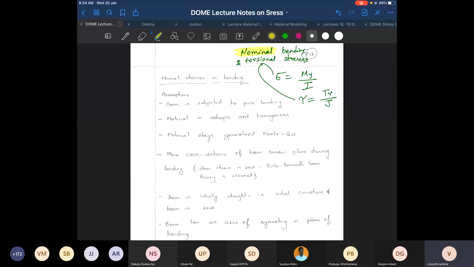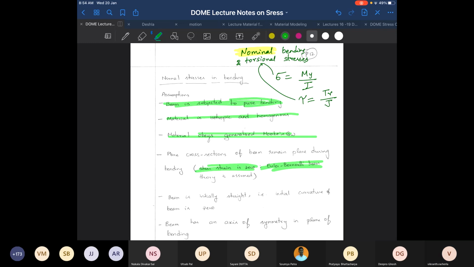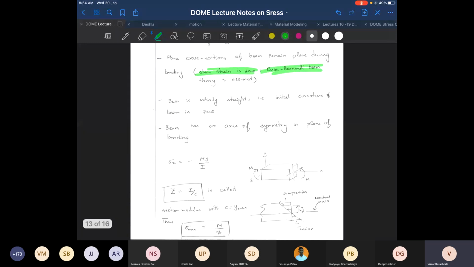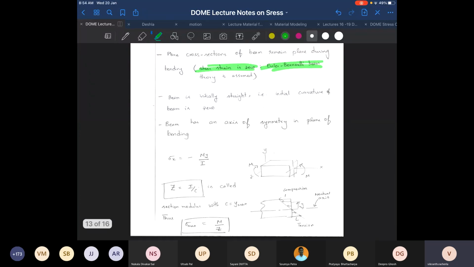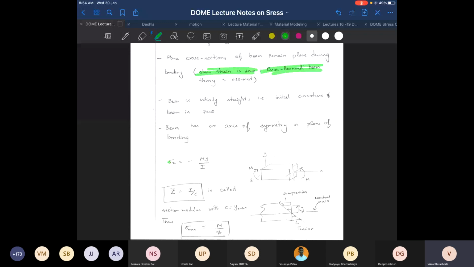So for example, in the case of bending, when we are using this formula, we are making a whole bunch of assumptions. What are the assumptions? We are assuming that the beam is subjected to pure bending, the material is isotropic and homogeneous, that's fine. The material obeys generalized Hooke's law, that is also fine. We are assuming shear strain is zero, or in other words, we are assuming Euler-Bernoulli beam theory, and we are taking the beam to be initially straight, that is, initial curvature is zero, and the axis of symmetry is in the plane of bending. For this whole set of assumptions, sigma equals My by I.